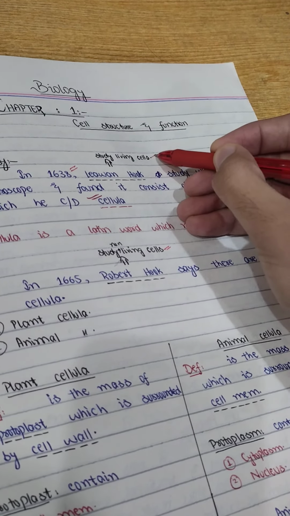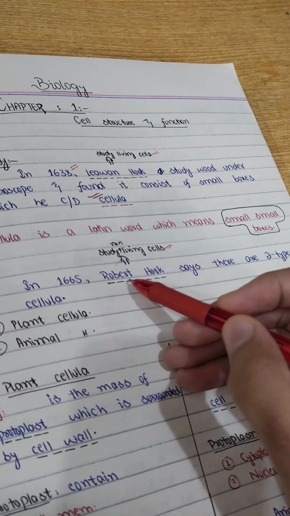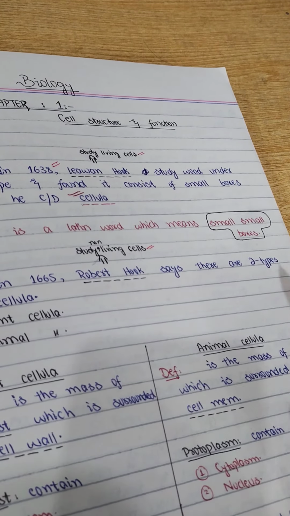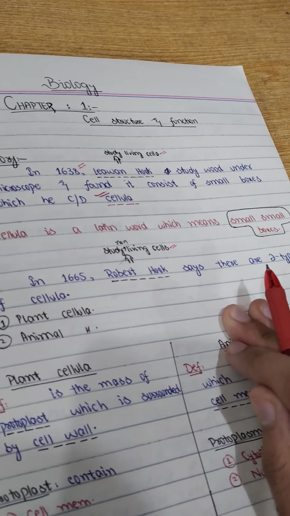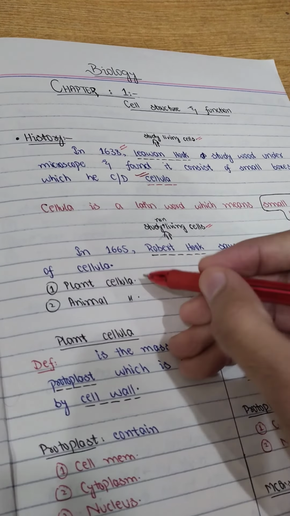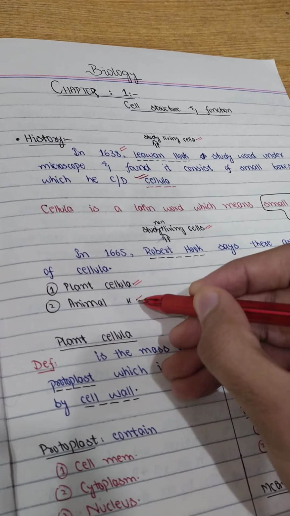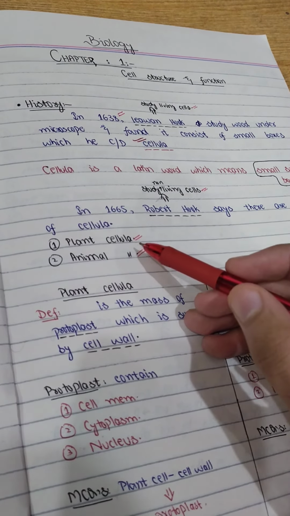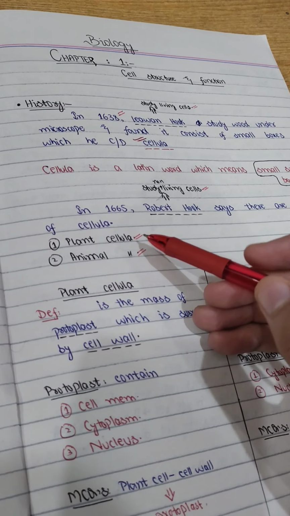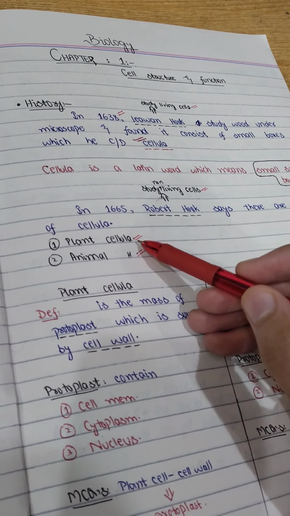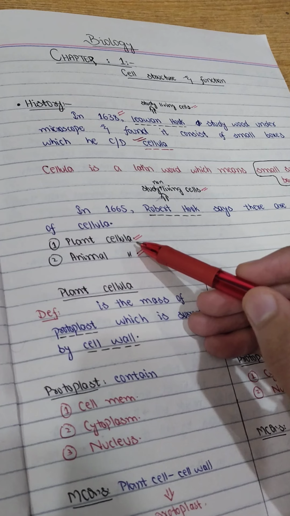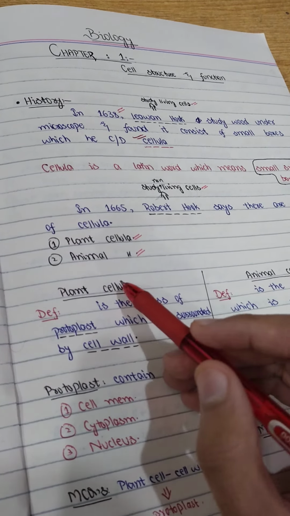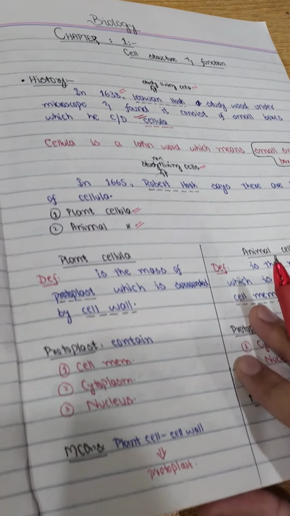Leeuwenhoek studied living cells, while Leeuwenhoek studied non-living cells. And Leeuwenhoek says that there are two types of cellulas. One is plant cellula and the second one is animal cellula. Cellula is just a cell, but in earlier life, when the cell was discovered, it was called cellula. So it is simply a cell, plant cellula or animal cellula.